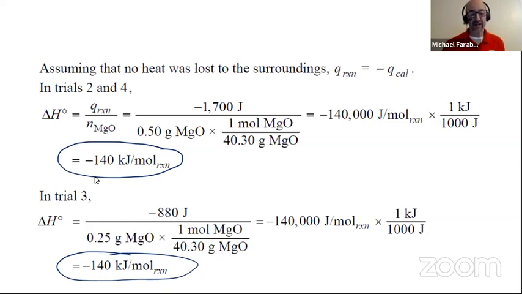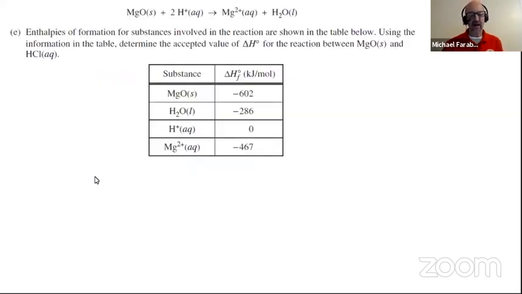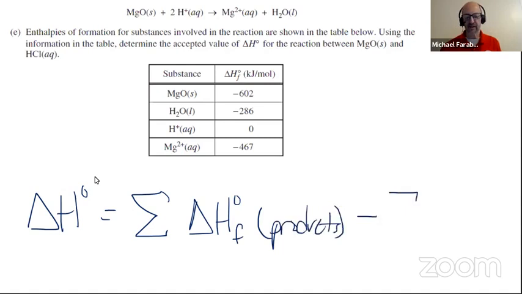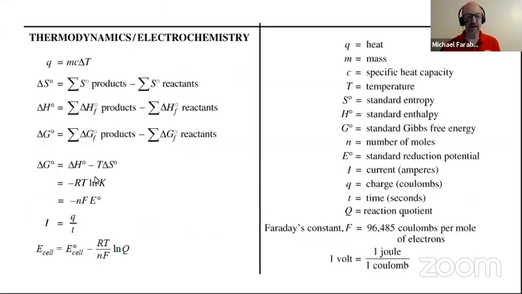Now, in our next part, we're going to calculate the theoretical or the accepted value from the data. And this comes from the delta H of formation. I'll be talking about an equation today in which the delta H is determined from the sum of the delta H of formation for the products minus the sum of the delta H of formation values for the reactants. Okay, so that equation, by the way, is on the equation sheet that you can use for the AP exam.